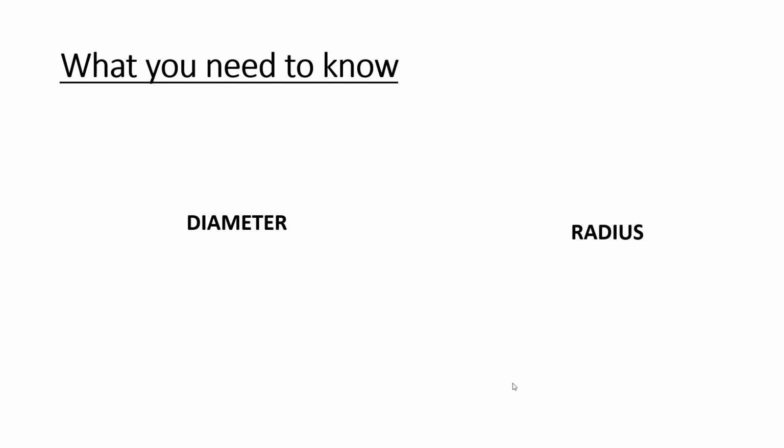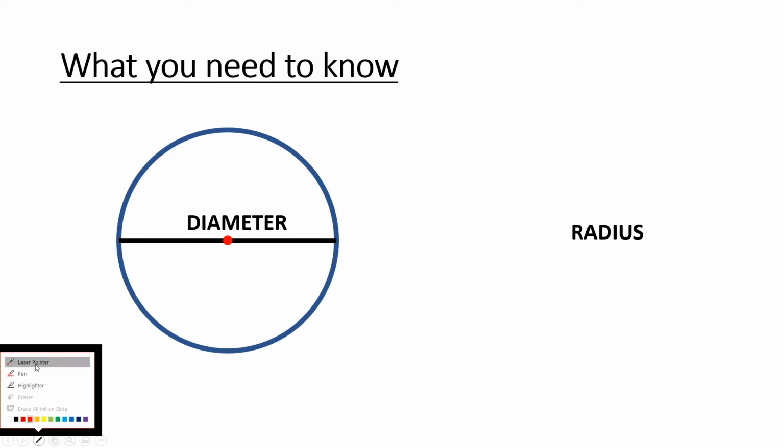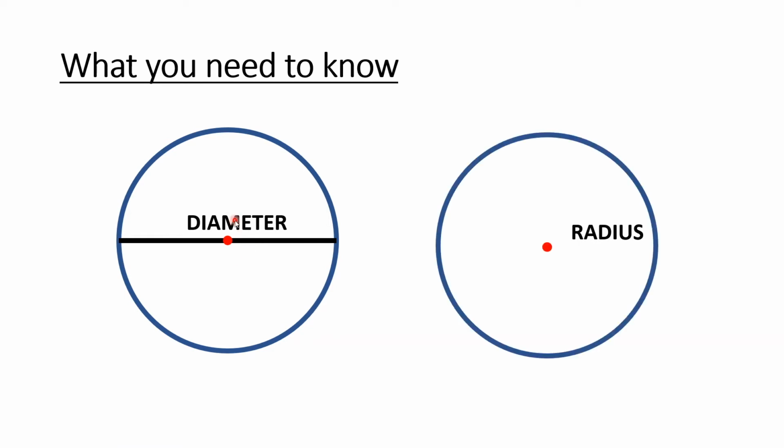We need to know what the diameter and the radius are. So the diameter is our line that goes from one side of our circle to the other, touching the circumference and passing through the center point of our circle. And then our radius is half of a diameter. It goes from the center point to the circumference, only touching it once.